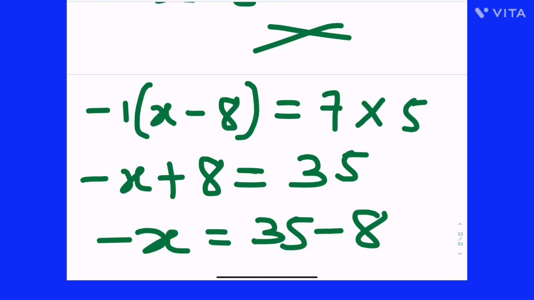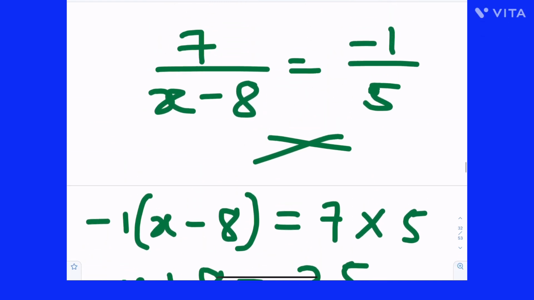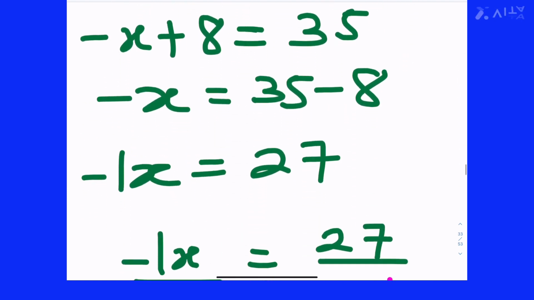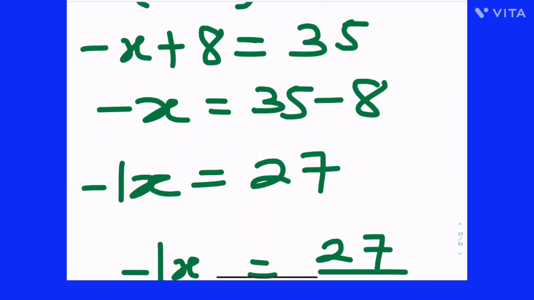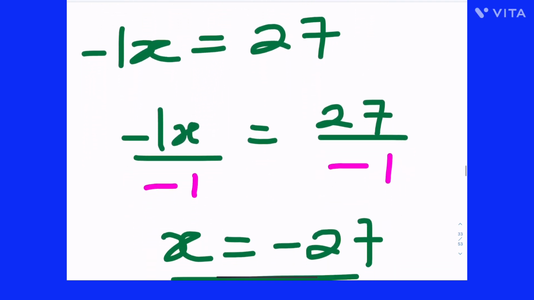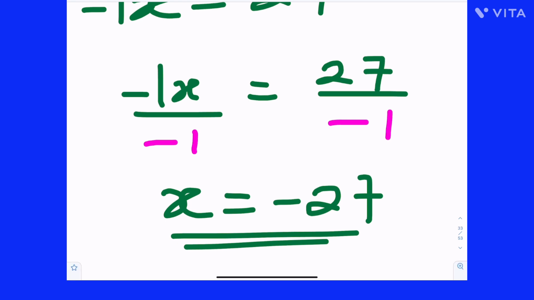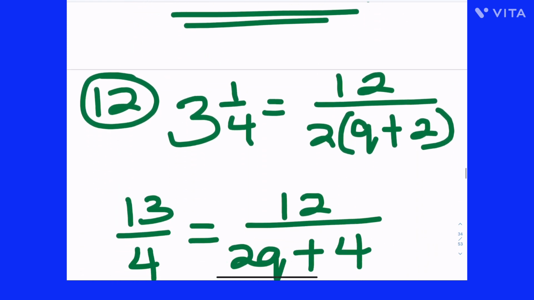Then 7 times 5 gives 35. 7 times 5 gives you what? 35. So collecting like terms, minus x is 35 minus 8, 27. Divide both sides by minus 1 behind x. This will cut this. So the minus 1 is gone, you have x left. X will be equal to plus 27 divided by minus 1 is what? Minus 27. So your answer is x is equal to minus 27.